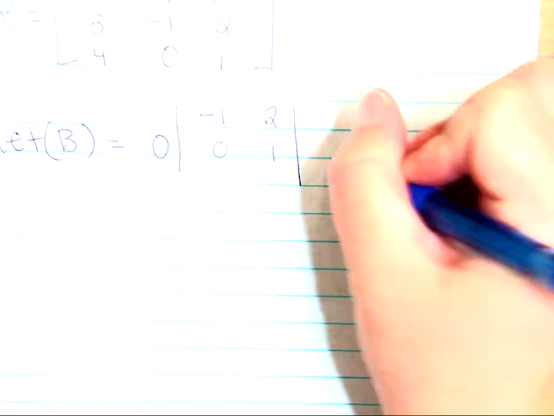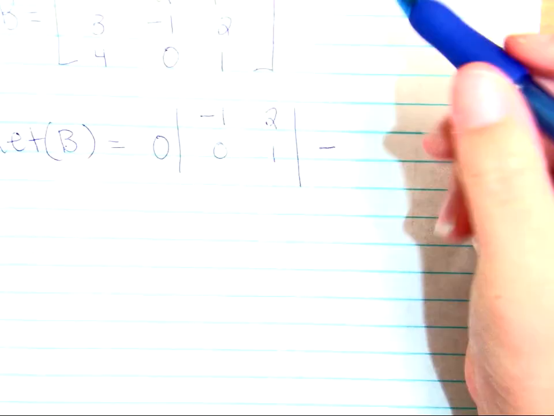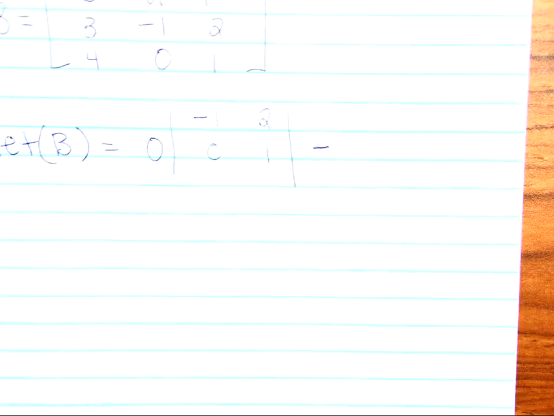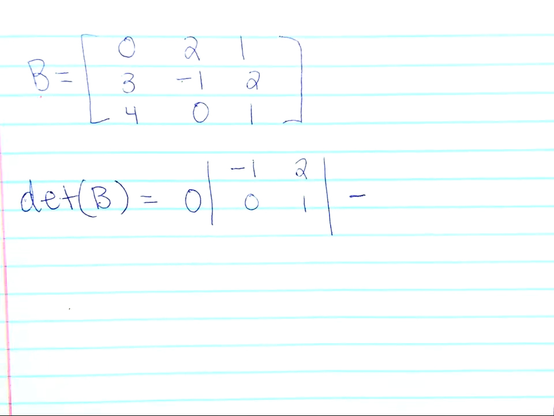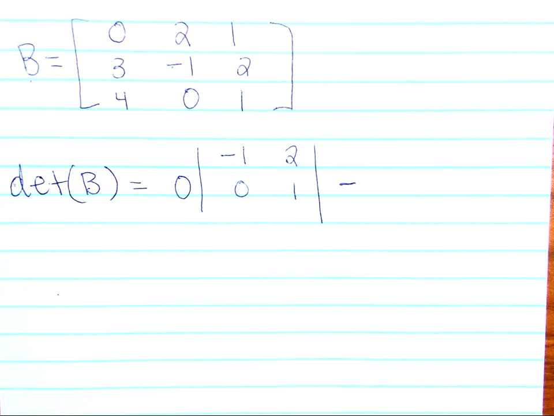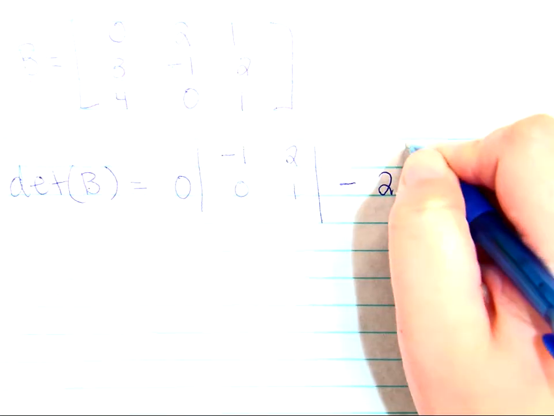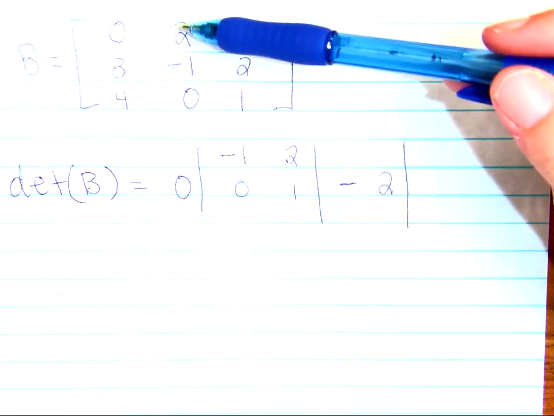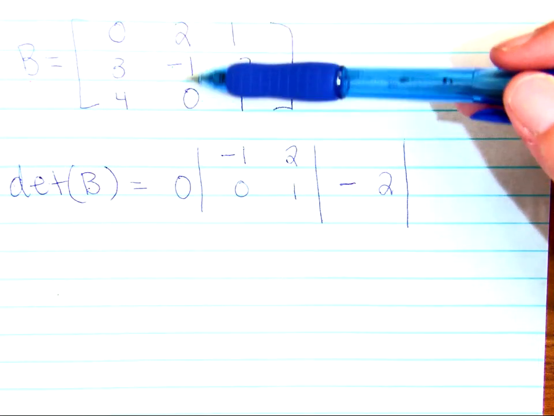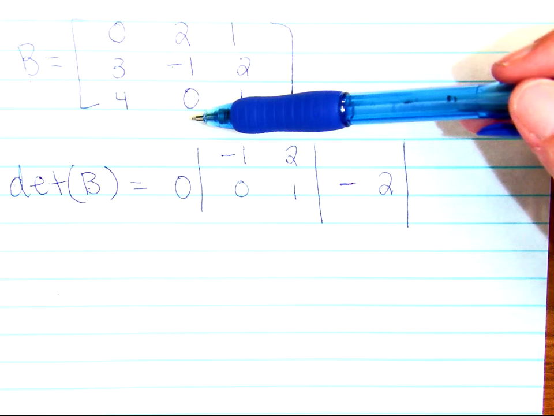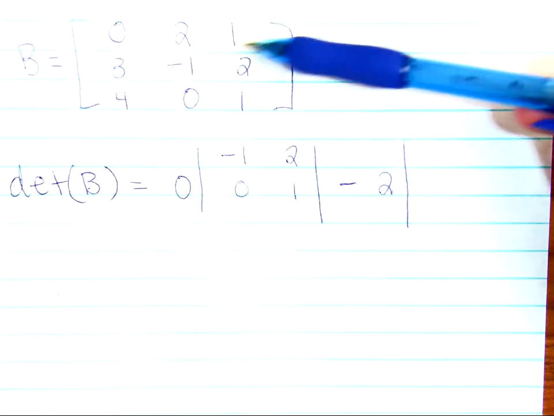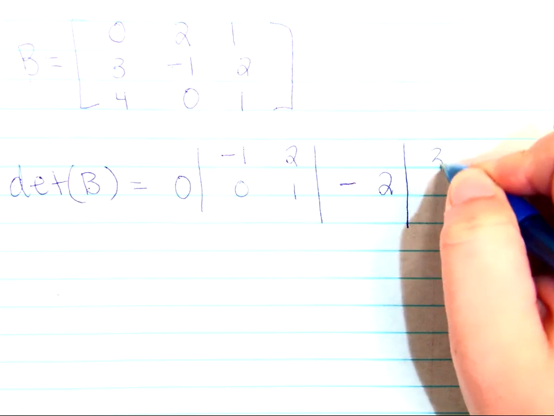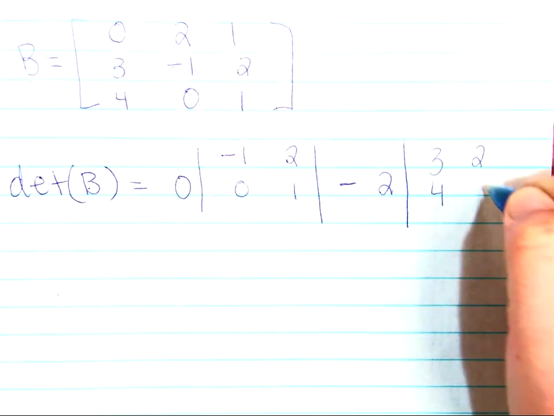Then we're going to subtract. Here we've done 0. Now we're going to go across and do 2. So I'm going to have 2 times the determinant of, if I'm taking away the 2, then I'm taking away this second column, first row. So it's the outside 4 numbers this time. So it should be 3, 4, 2, 1.